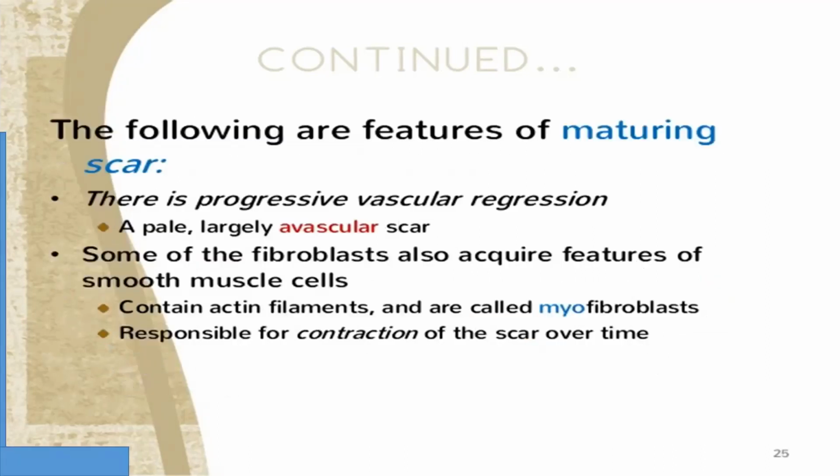The following are the features of a maturing scar. There is progressive vascular regression, producing a largely avascular scar. Some of the fibroblasts also acquire features of smooth muscle cells, contain actin filaments and are called myofibroblasts. These are responsible for contraction of the scar over time.